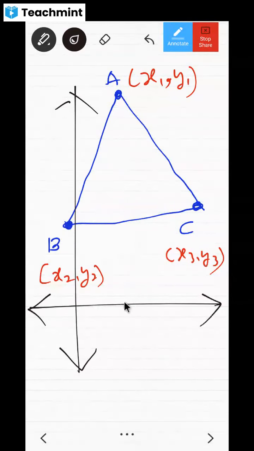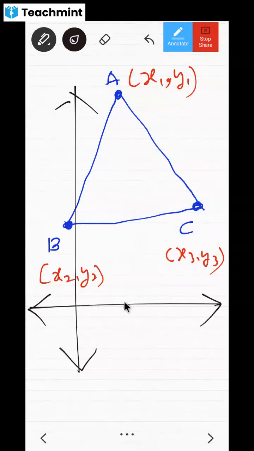After that, I'm using this space like this because I need space there. So area of triangle ABC becomes half bracket x1 bracket y2 minus y3, plus x2 bracket y3 minus y1, plus x3 bracket y1 minus y2. Correct? So this formula is fixed.